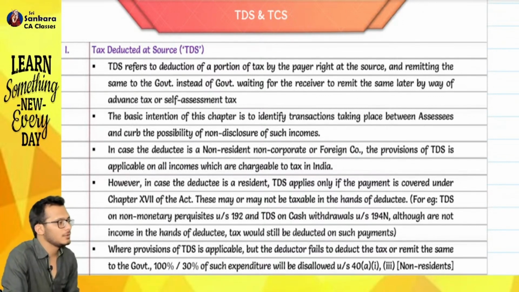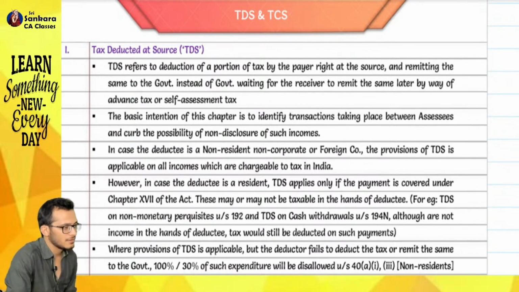Whatever expense you try to claim as a deduction will be disallowed under the head TGBP. 30% for a resident, 100% for a non-resident. Now, should you be resident or he should be resident? He should be a resident. Okay, if he is a resident, you will be 30% disallowed. If he is a non-resident, you will be 100% disallowed. Clear? Yes, this is what the agenda of TDS is.